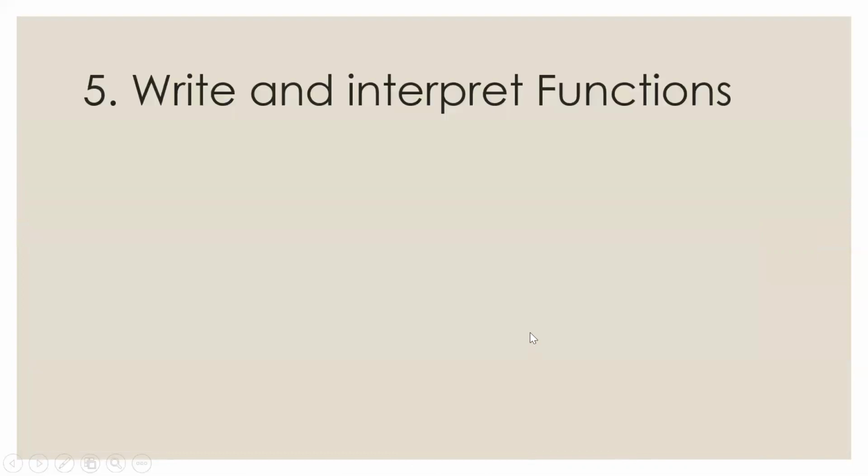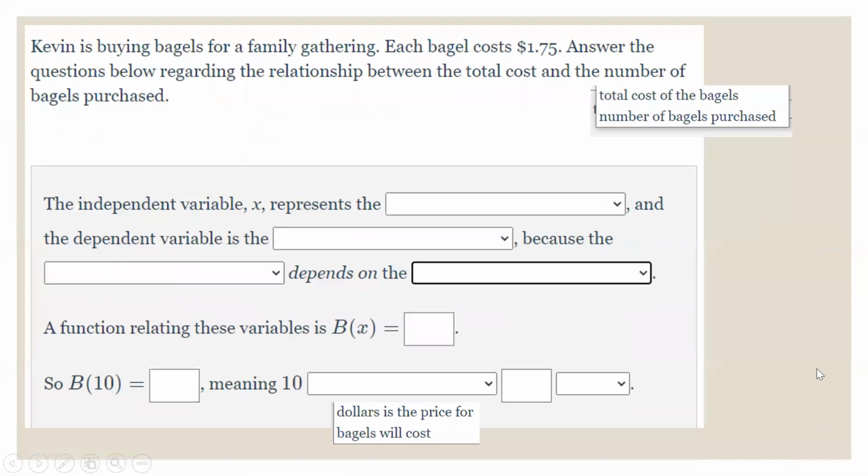Number 5, write and interpret function notation. All right, so this is where the independent versus dependent variables come in. Kevin is buying bagels for a family gathering. Each bagel costs $1.75. Answer the questions below regarding the relationship between the total cost and the number of bagels purchased. The independent variable, x, represents either the total cost of bagels or the number of bagels purchased. In this situation, the number of bagels is going to be the independent variable.